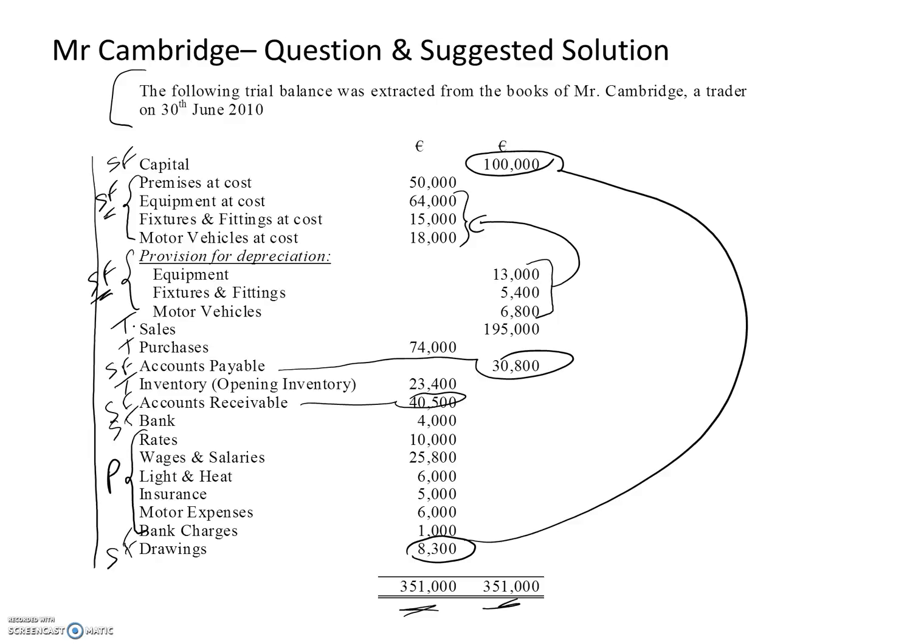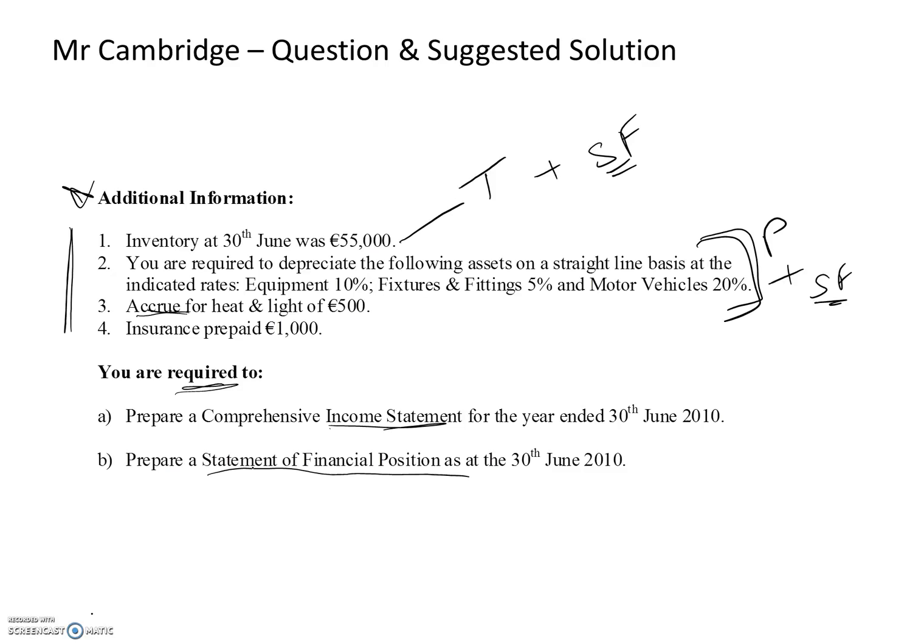So what I might do is just go back here and put little asterisks on my light and heat, to remind me to make an adjustment on that. An accrual means that the amount was incurred but wasn't paid, so what we'll do is add that on to the light and heat in the profit and loss account, and it'll reappear in the statement of financial position as a current liability. Then finally we have the insurance, which is prepaid.